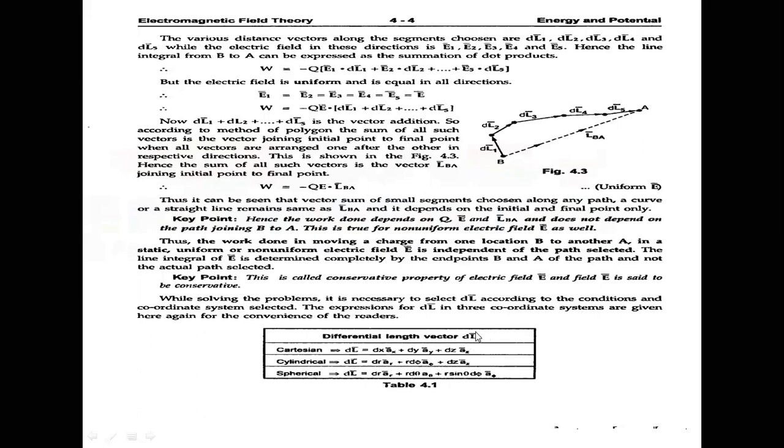The differential length vector dL bar is defined for the Cartesian, cylindrical, and spherical coordinate systems. Already we know dL bar is equal to dx ax plus dy ay plus dz az. In the cylindrical coordinate system, dL bar is equal to dr ar bar plus r d phi a phi bar plus dz az bar. And for the spherical coordinate system, dL bar is equal to dr ar bar plus r d theta a theta bar plus r sine theta d phi a phi bar. Okay.